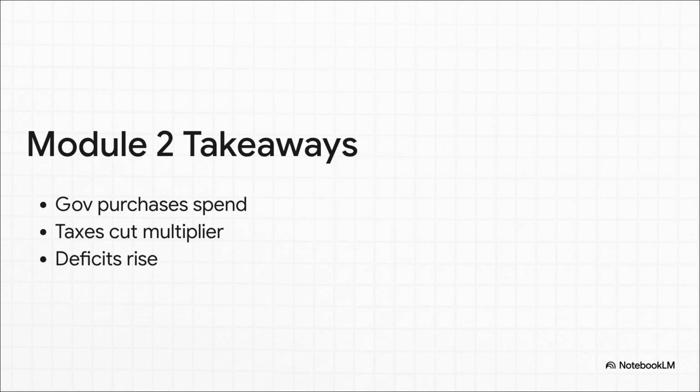To wrap up Module 2, the big takeaways are that fiscal policy directly moves the economic needle. However, taxes dampen the multiplier, and budget deficits naturally fluctuate with the cycle. A deficit doesn't always mean a massive new policy. Sometimes it literally just means the automatic stabilizers are doing their job during a downturn.